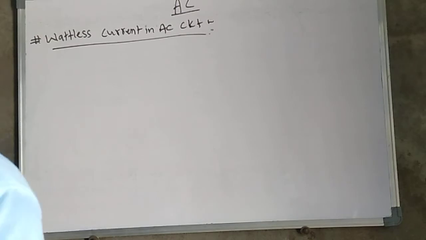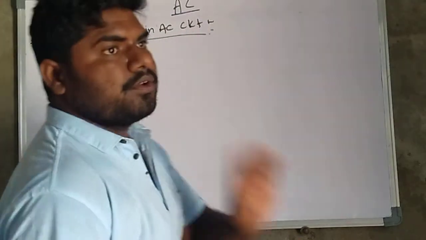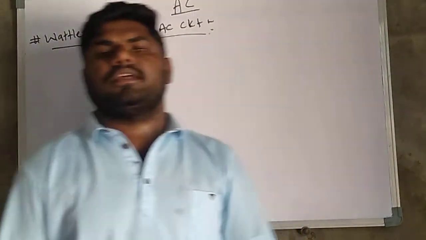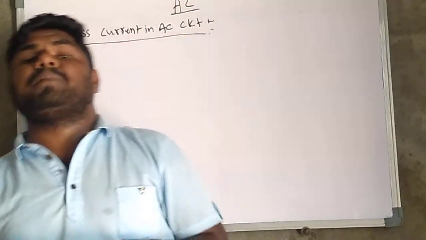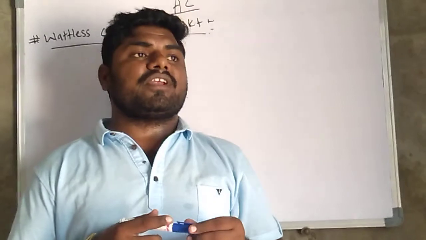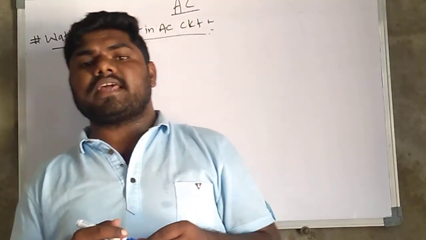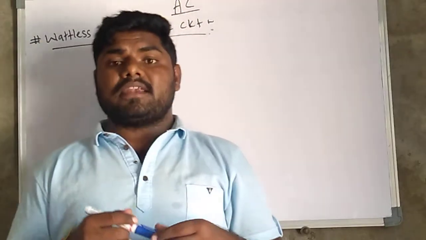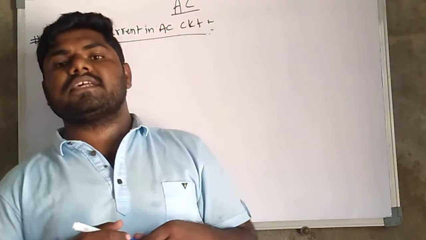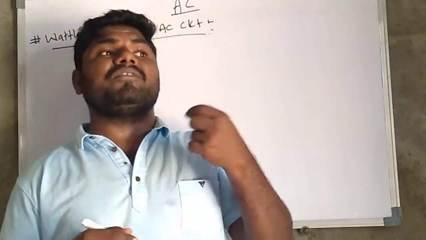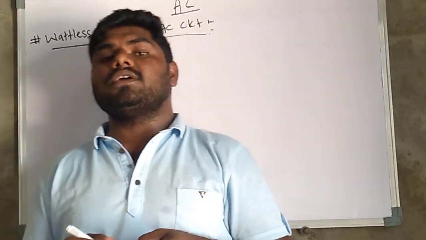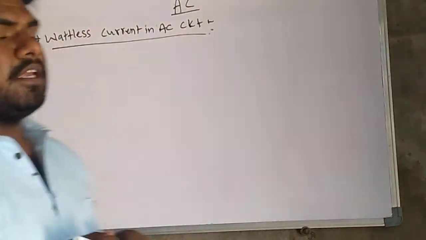Another important topic: wattless current in an AC circuit. If in a given AC circuit phi is the phase difference between potential difference and alternating current, then consider the phasor diagram for E bar and I bar, the EMF phasor and the current phasor.